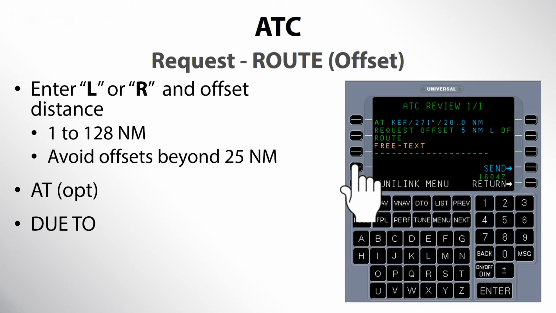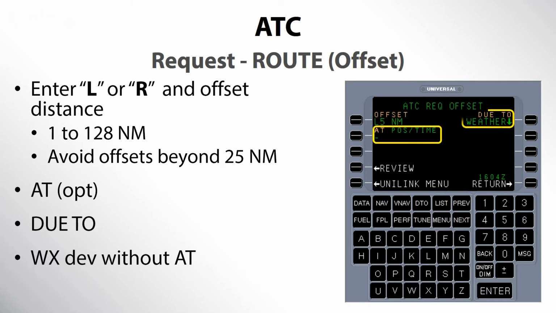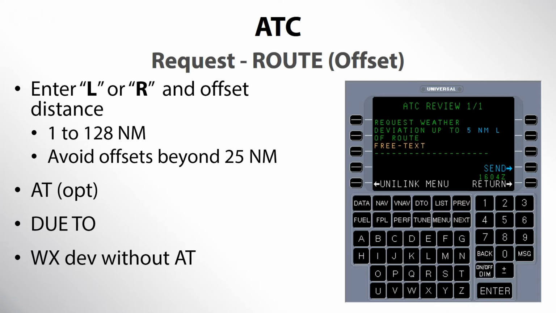Press Review. If no data was entered in the offset field, the pop-up window Data Required will display. Press Free Text and enter text as needed. Otherwise, press Send to put the offset request in queue for transmission. If no valid entry is made at the AT option and the value of Do To is Weather, the ATC review page will indicate the following.